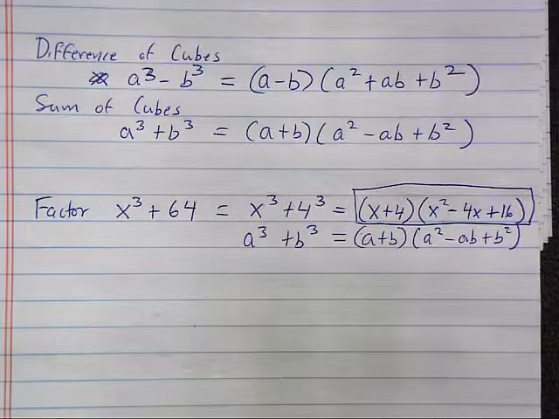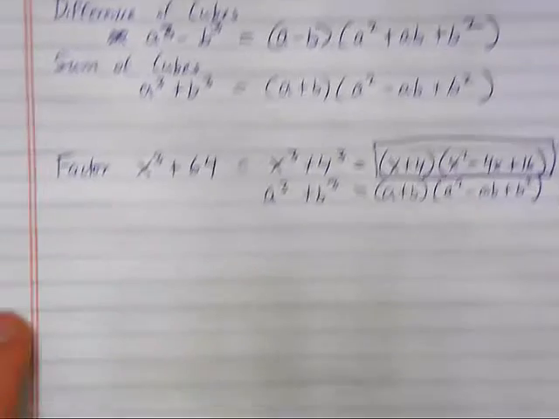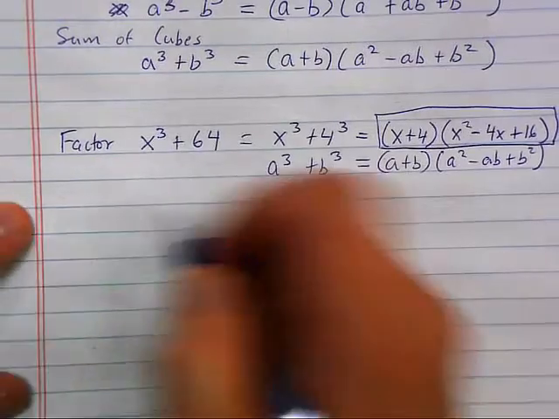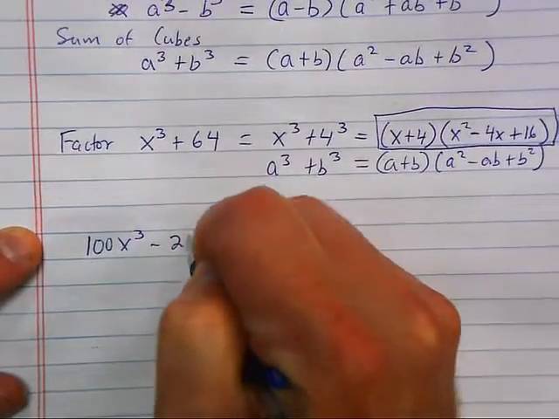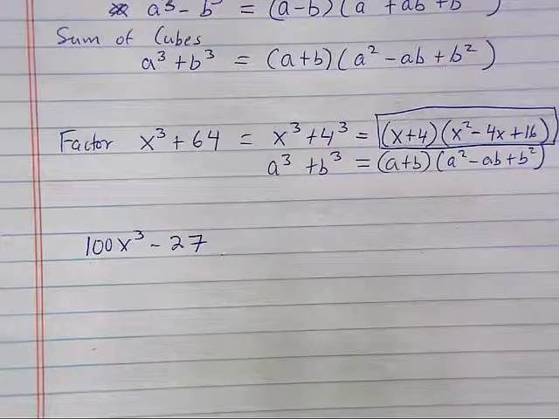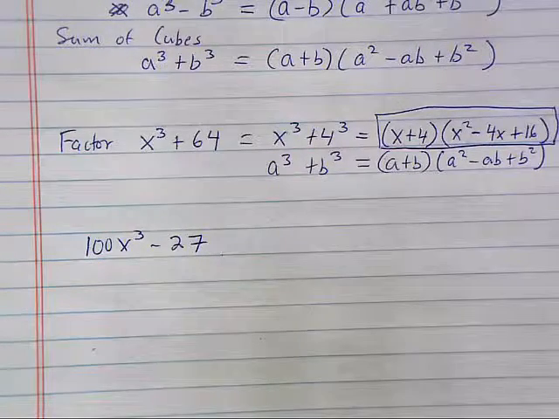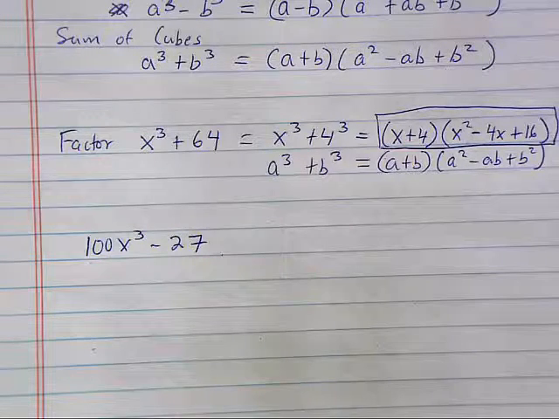All right, last one of these. How about 100x cubed minus 27? Again, we begin by looking for the GCF. No GCF. Does it fit one of our formulae?